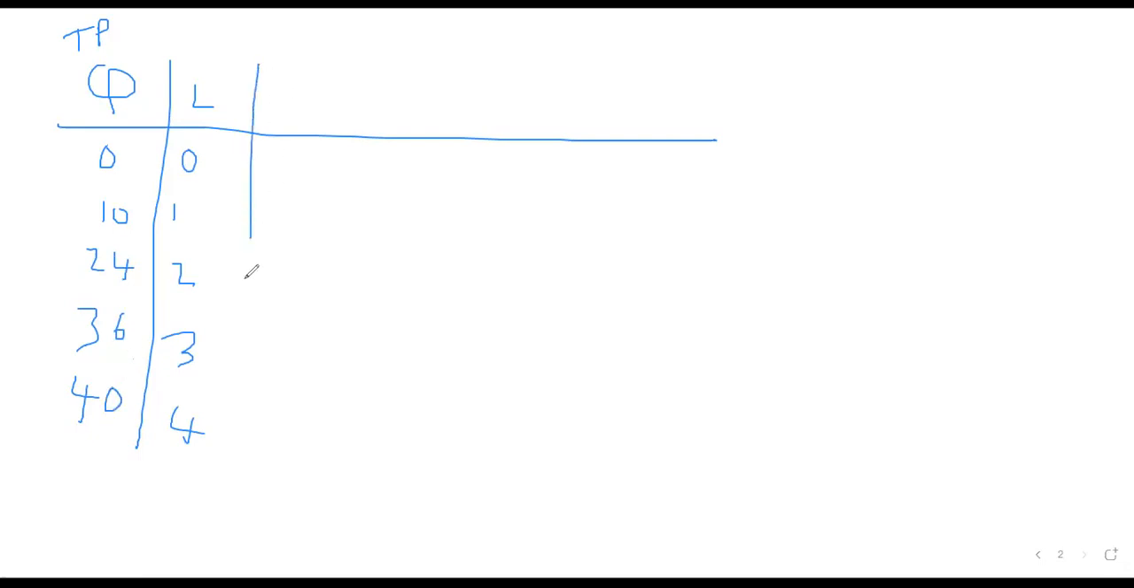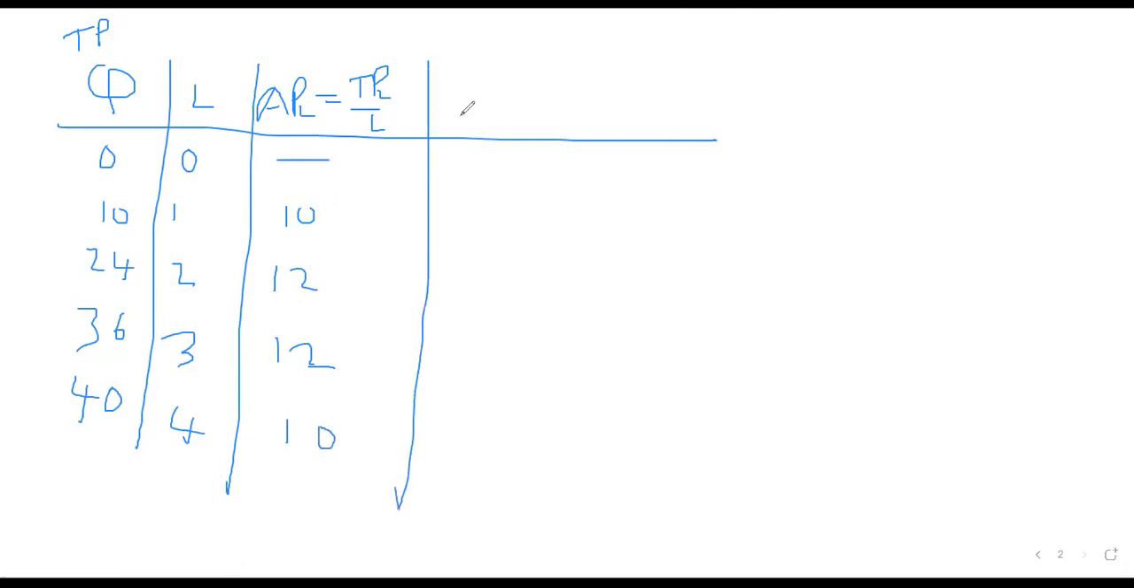To find the average product of labor, we say the average product of labor is simply the total product of labor divided by what? Labor units. So 0 into 0 is infinite. 1 into 10 is 10. 2 into 24, 12. 3 into 36 is 12. 4 into 40 is 10.